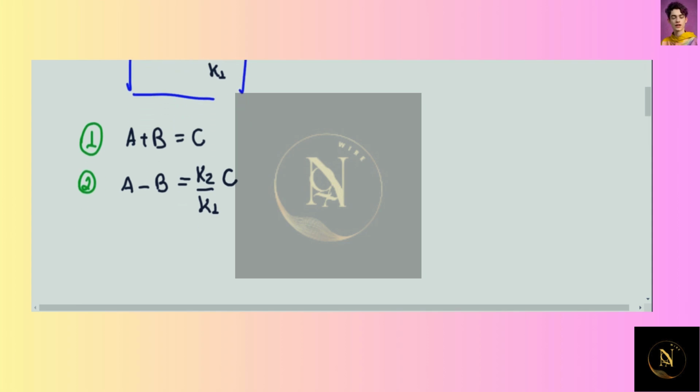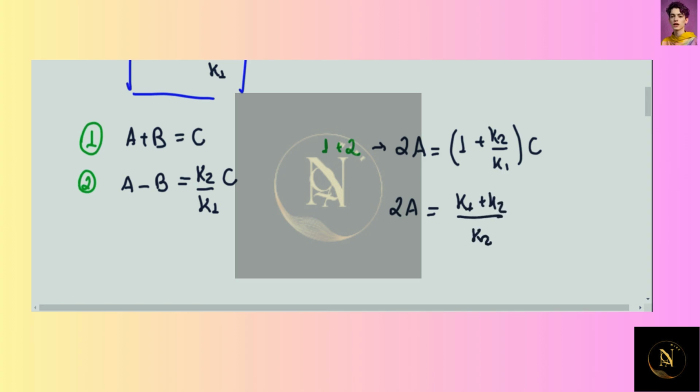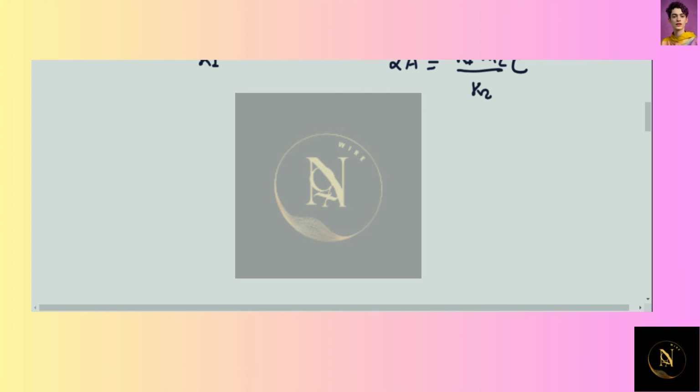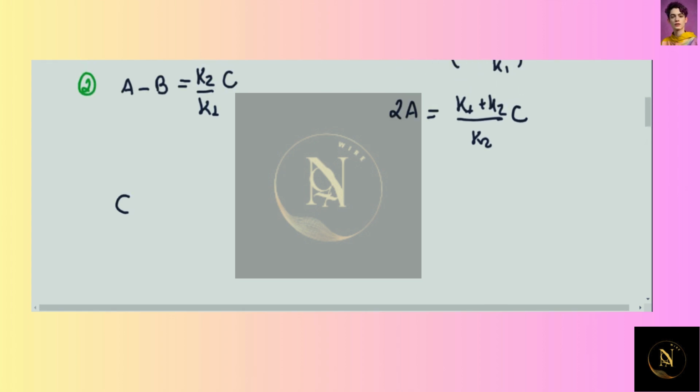And now I can sum the two equations, 1 and 2. So we obtain 2 times a, the b's cancel out, and we get 1 plus k2 over k1 times c. So 2a is equal to k1 plus k2 divided by k1 times c, which means that c is equal to 2k1 divided by k1 plus k2 times a. This is the value of c as a function of a.